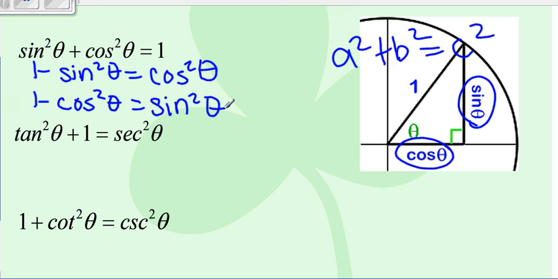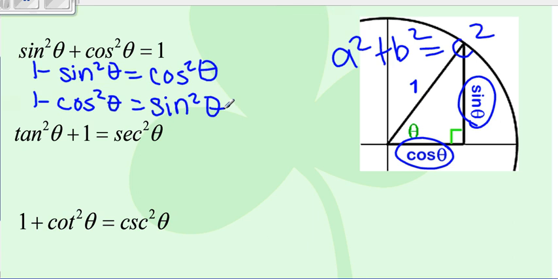Now, I could derive this for you if you wanted, so please ask me in class if you want to see how it is derived. But last year I found that it confused a lot of my kids. So if you want to see it, I will gladly show it to you, but please ask me in class.